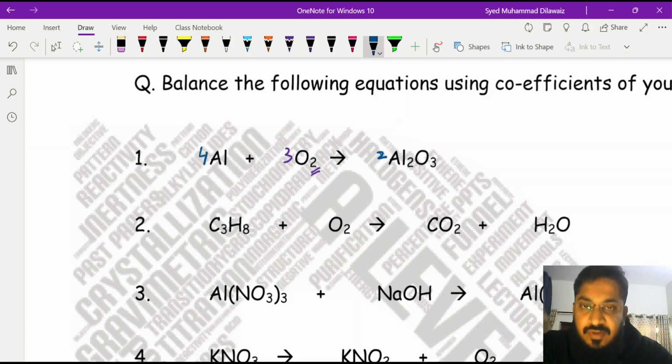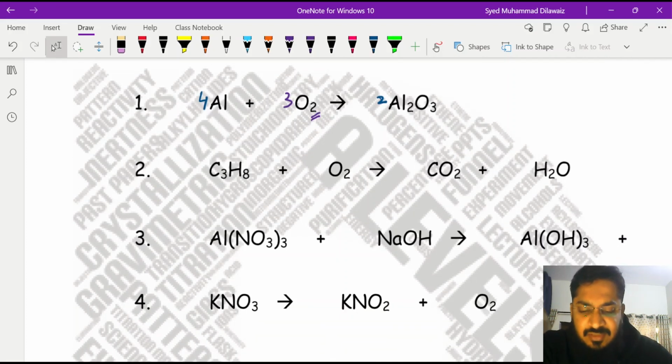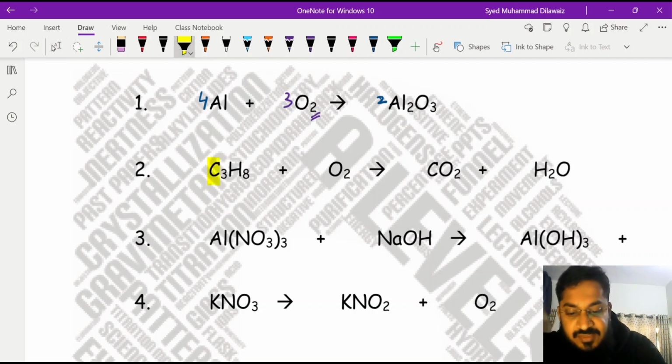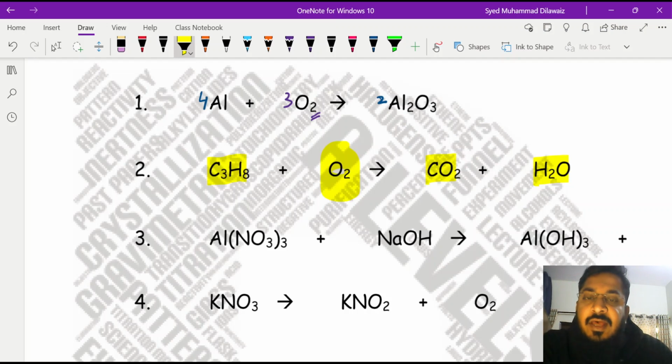So first you need to convert any kind of odd number into even by multiplying it with 2 or any number that makes it an even number. Look at question number 2. C3H8 combines with O2 to form CO2 and H2O. In this case, we can start with any of the numbers, but the elements are balanced at the end. What does it mean? This one is a compound, this one is a compound, this one is a compound. This is an element. Elements are balanced at the very end of the equation.